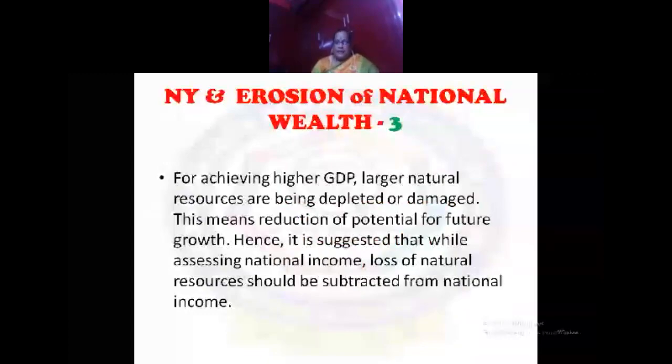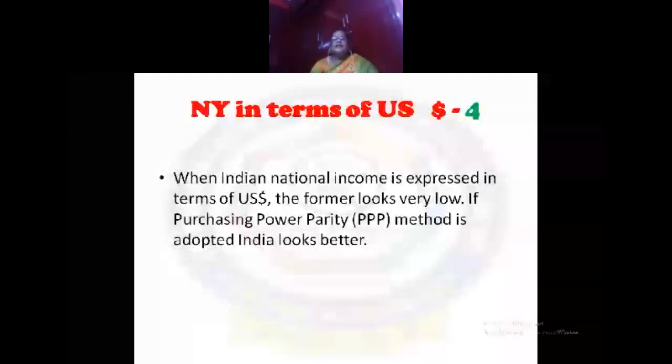Now, the third one, national income and erosion of national wealth. For achieving higher GDP, larger resources are being depleted or damaged. Depleted means damaged. This means the reduction of potential for future growth. Hence, it is suggested that while assessing the national income, the loss of natural resources should be subtracted from the national income.